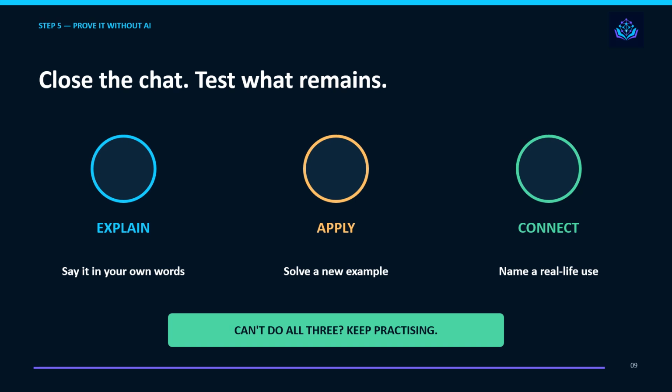Step 5. Close the chat and prove that you learned. Explain the idea in your own words, solve a new example, and name one real situation where it applies. If you cannot do those 3 things, continue practicing.